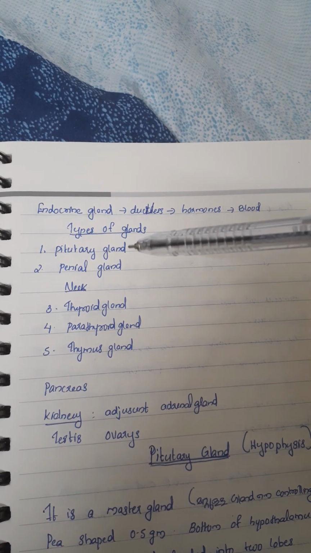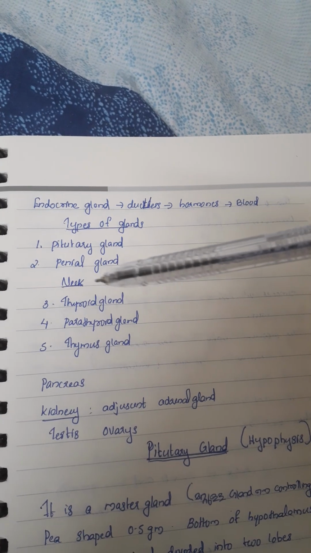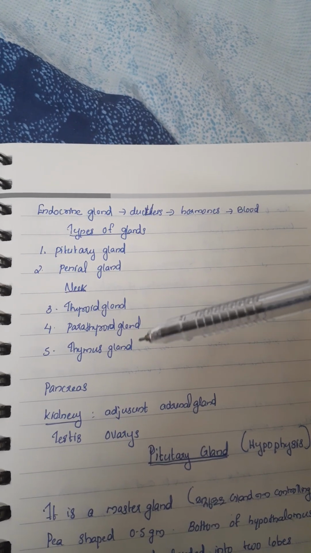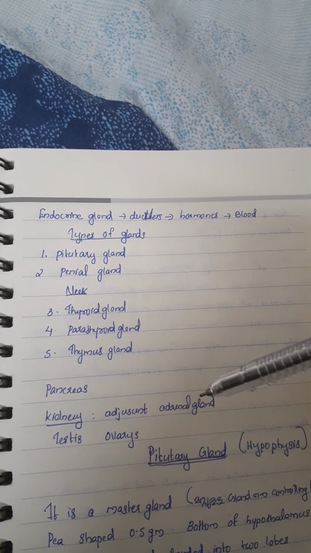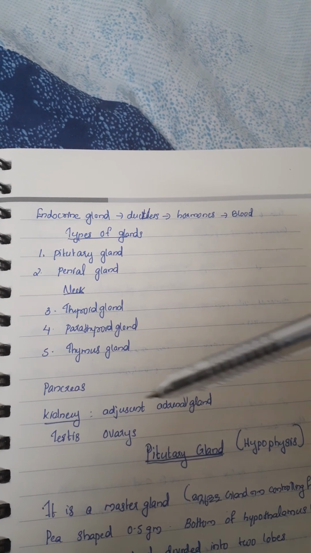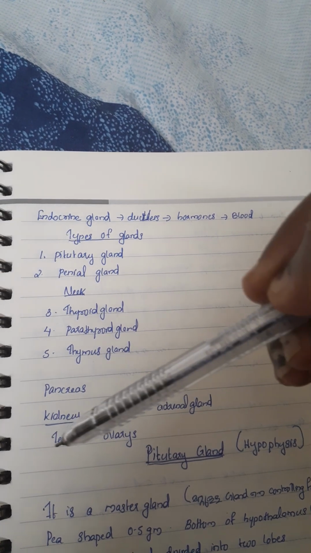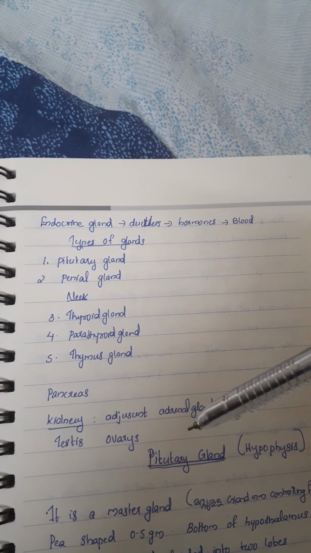The types of glands are: the pituitary gland and pineal gland, which are seen in the head region. Then in the neck, there are the thyroid gland, parathyroid gland, and thymus gland. Then near the kidney, there is the adjacent adrenal gland. Then the testis and ovary, testis in males and ovaries in females.